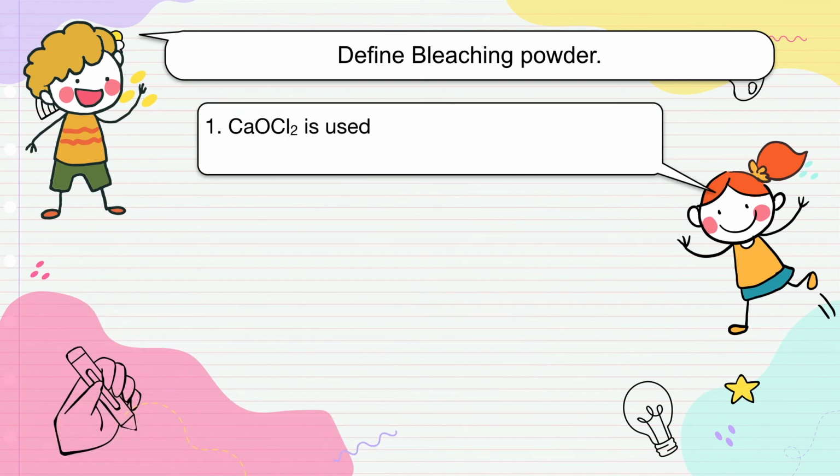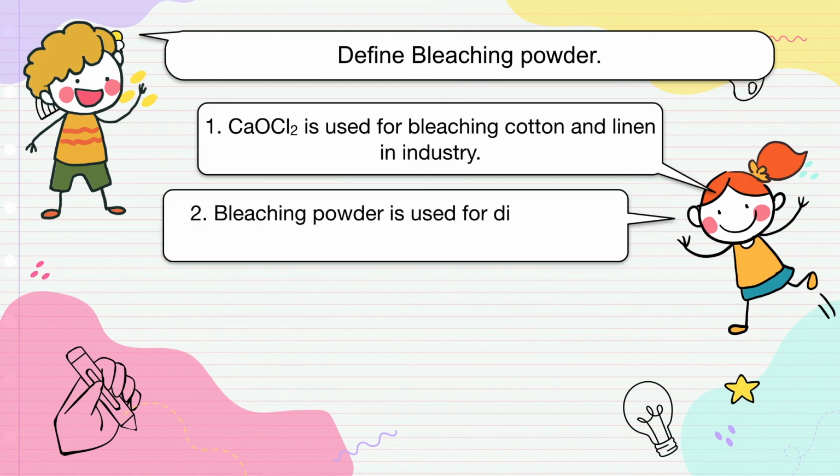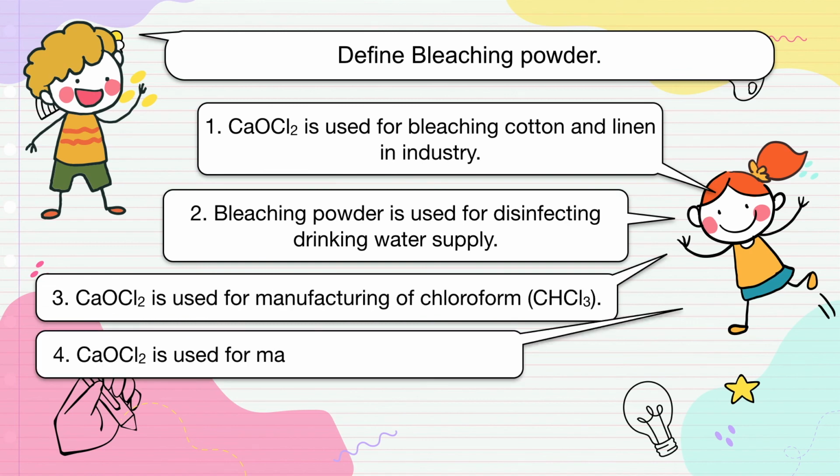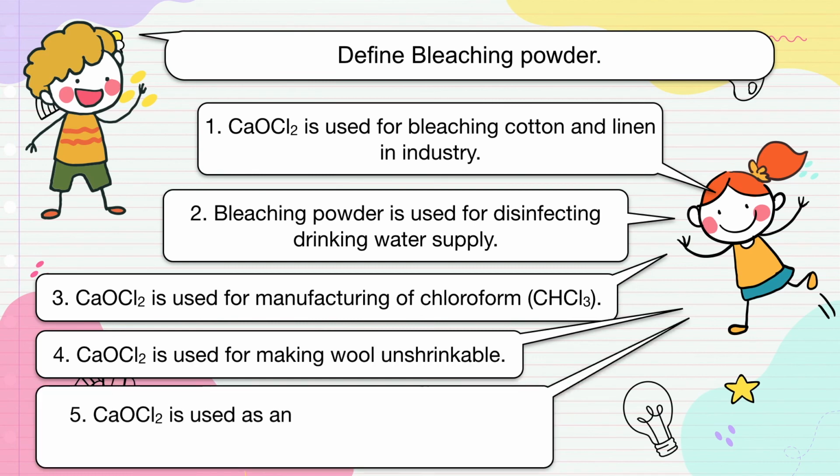Uses. Bleaching powder is used for bleaching cotton and linen in industry. Bleaching powder is used for disinfecting drinking water supply. Bleaching powder is used for manufacturing of chloroform. Bleaching powder is used for making wool unshrinkable. Bleaching powder is used as an oxidizing agent in many chemical industries.